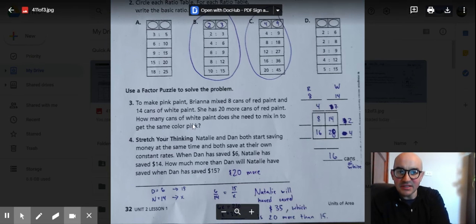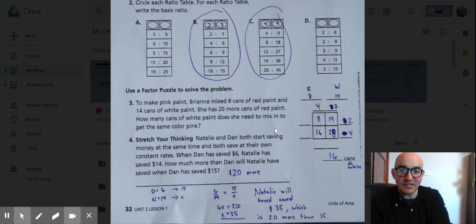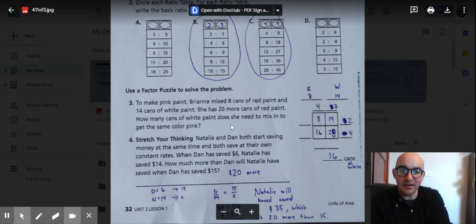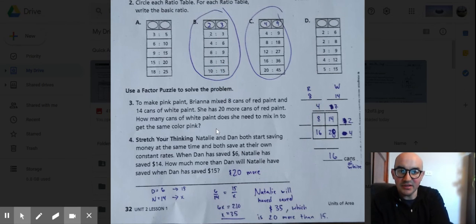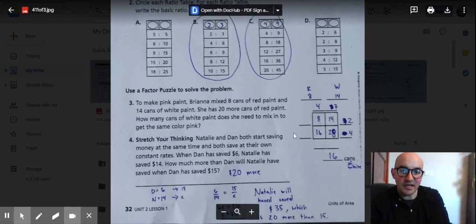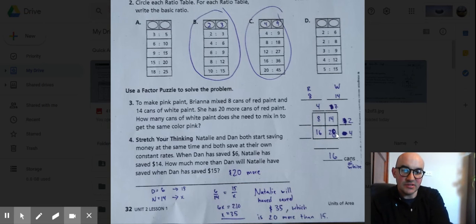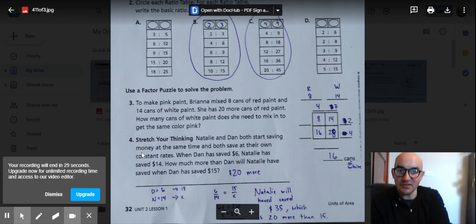Let's see here. She has 20 more cans of red paint. How many cans of white paint does she need? I might have messed this one up. Guys, I'm going to say that number 3, I'm throwing it out. This one might have been a goof up on my part. It looks like I put the 20 in the wrong column. So I made a mistake here. Number 3 is no good.